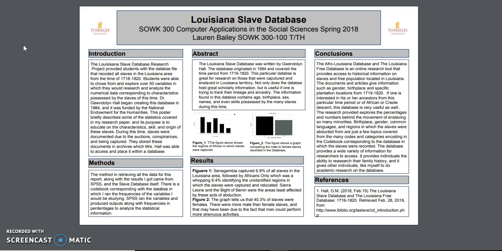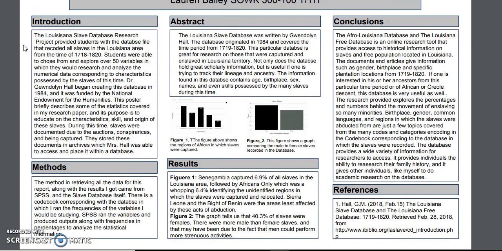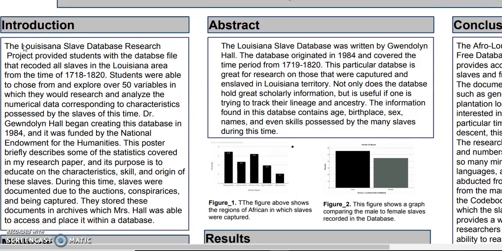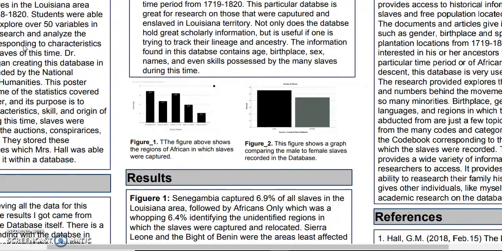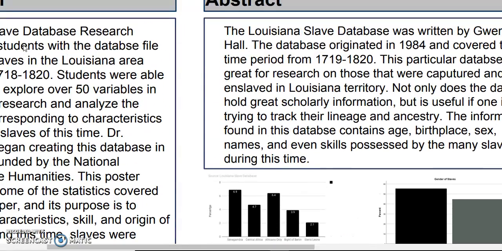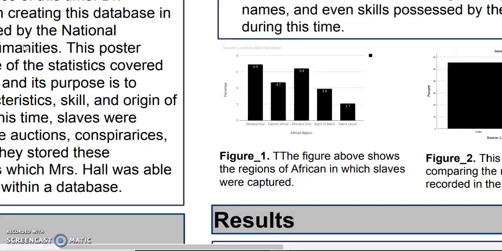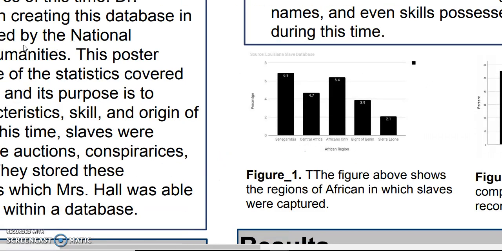So, here we can see two figures on the poster. Now, these are two out of the 5 variables which I ran for this particular project. Figure 1 here talks about the African regions in which the slaves were captured from. This is where they originated from and were taken, abducted from.